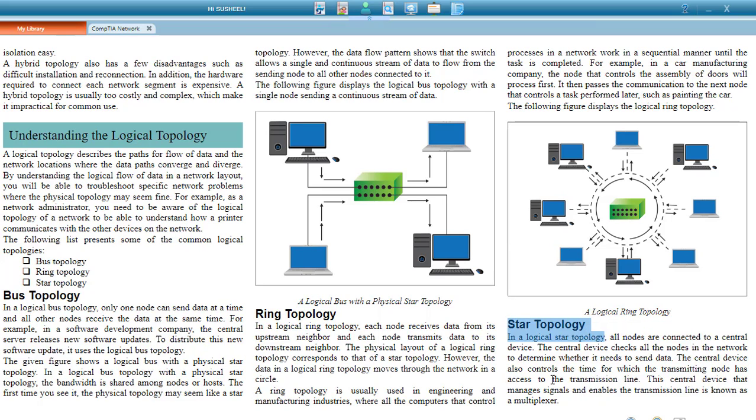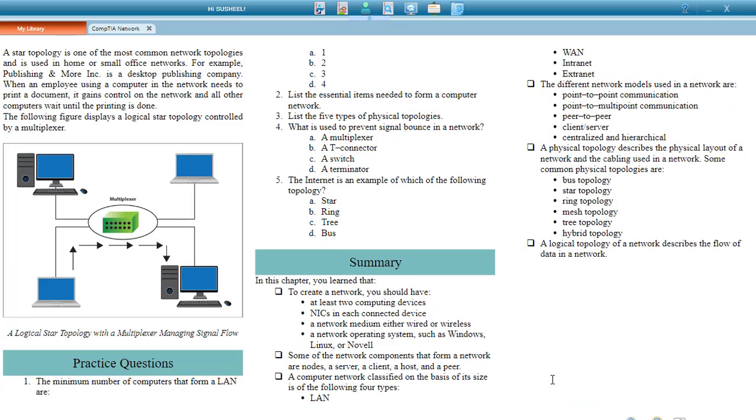Star topology. In a logical star topology, all nodes are connected to a central device. The central device checks all the nodes in the network to determine whether it needs to send data. The central device also controls the time for which the transmitting node has access to the transmission line. This central device that manages signals and enables the transmission line is known as a multiplexer. A star topology is one of the most common network topologies and is used in home or small office networks.